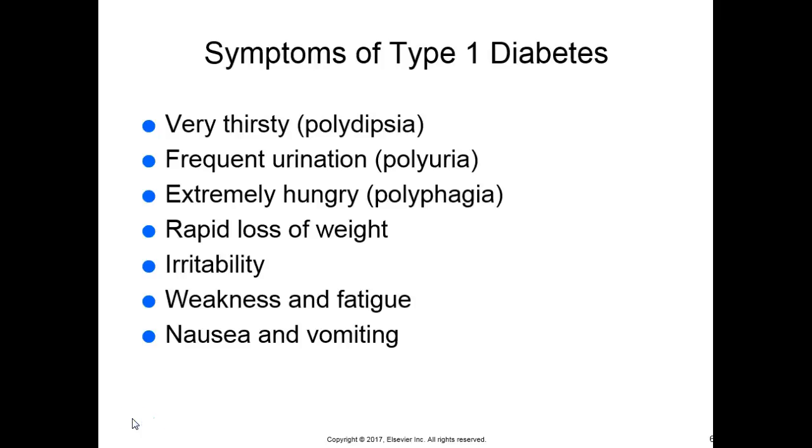The body also, in response to the dropping pH, so they're going into ketoacidosis, tries to balance that acid-base level by getting rid of acids. So they're going to maybe be experiencing nausea and vomiting, getting rid of hydrochloric acid in the stomach to try and balance out that pH.